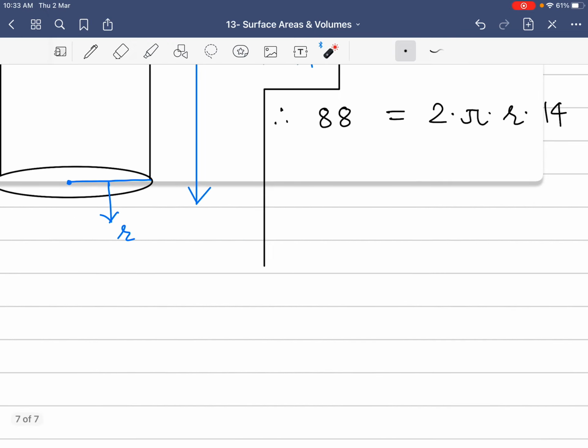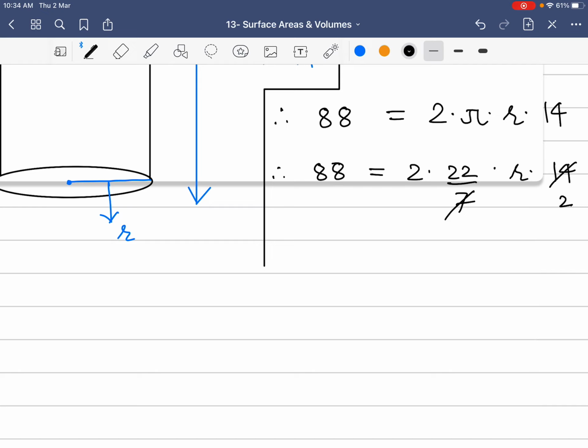Solving this equation. So therefore 88 is equal to 2 into pi. I'm going to write it as 22 by 7. This is the value of pi, into r into 14. Okay, so 7 2s are 14, and 2 into 2 is 4, and 4 into 22 into r. Okay, that is equal to 4 2s are 8, 88 into r is equal to 88 here, and therefore we are getting r as equal to 88 divided by 88, which is 1 centimeter.